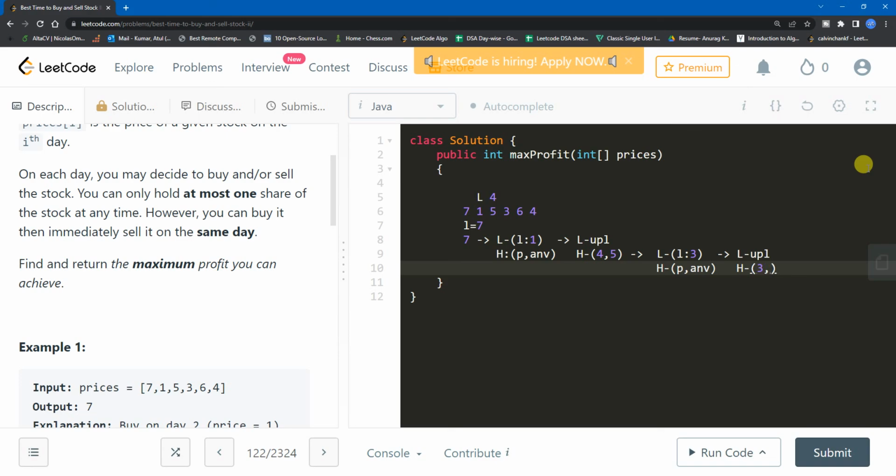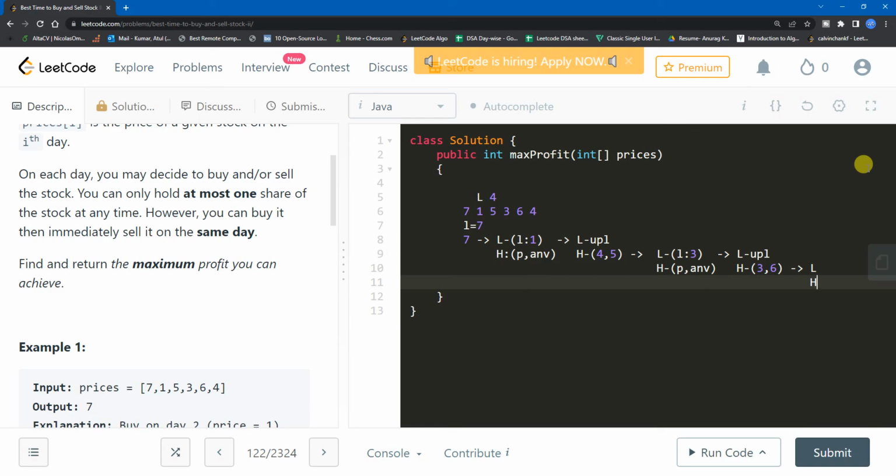And right now, if we calculate the profit, that means we have to find the next lower value, because we already sold that lower value, so we have to buy a new stock. So we just take the next value as 6. For 6 also we have two options: either the next value is lesser than 6 or higher than 6.